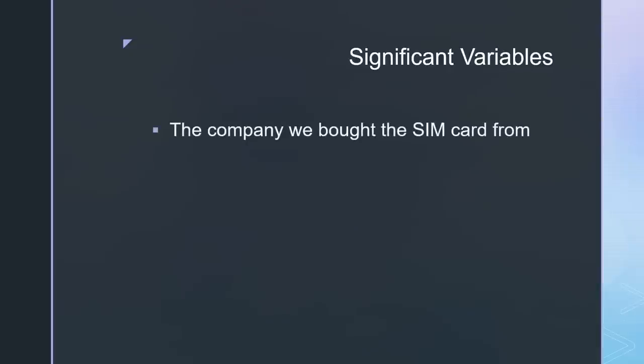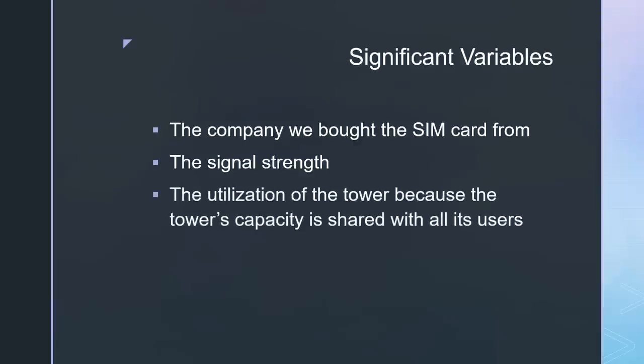The first was the company we bought the SIM card from, because not all had usable towers in our area. The next was the signal strength, which is heavily influenced by the propagation and distance to the next tower. The third was the utilization of the tower, because the tower's capacity is shared with all its users.